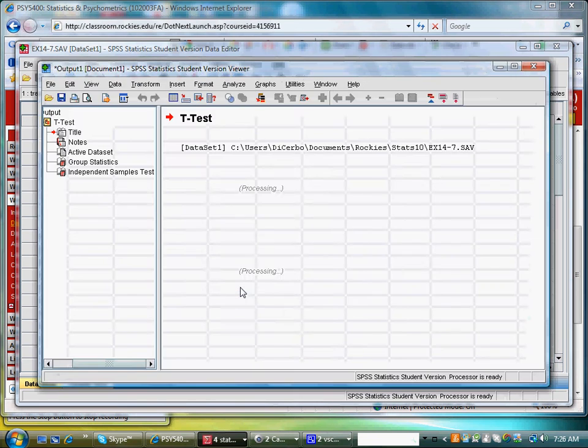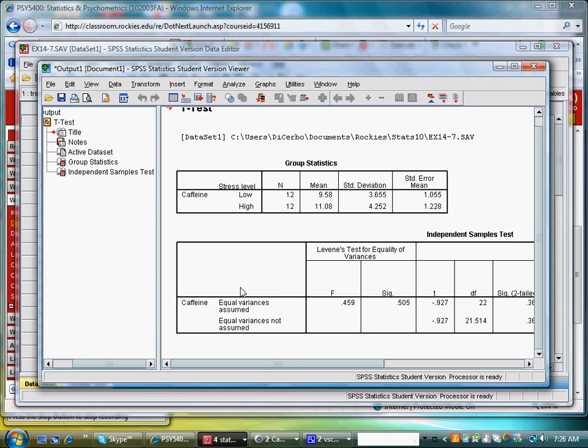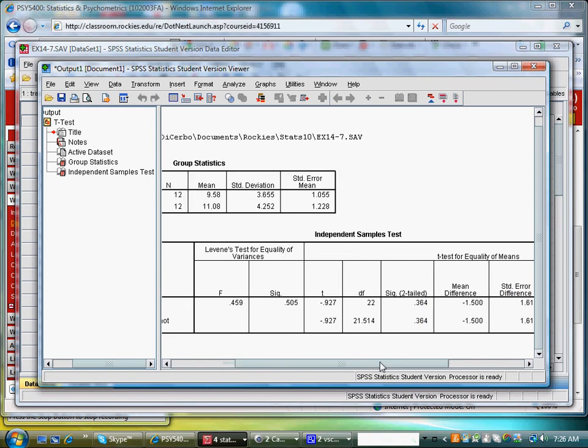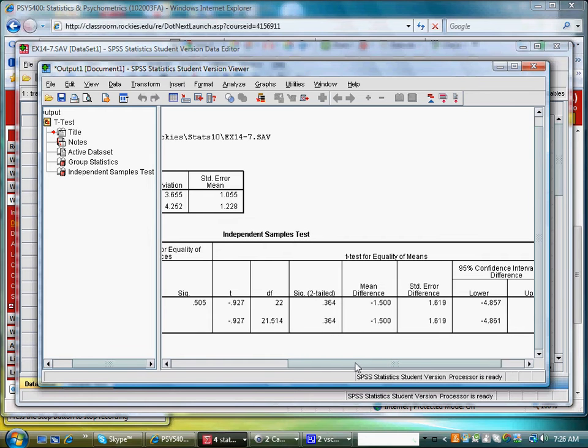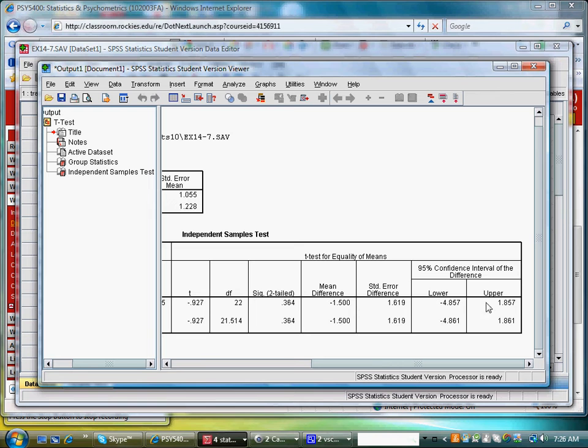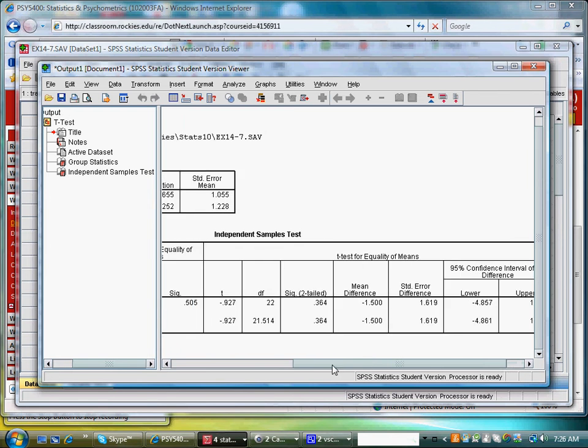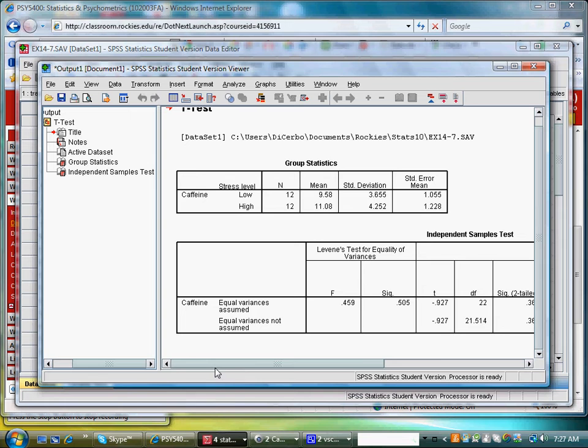We click OK, and up comes our output. So it gives us some descriptive statistics, so the mean for each group of caffeine consumed. And then you're going to want to be looking over here. So here's your T statistic, here's your significance level. Remember, as you've been reading, hopefully in instructor guidance, significance is what we want to think about. And then 95% confidence interval of the difference. You're going to want to look at that as well for this assignment. So that's how to do an independent samples t-test.